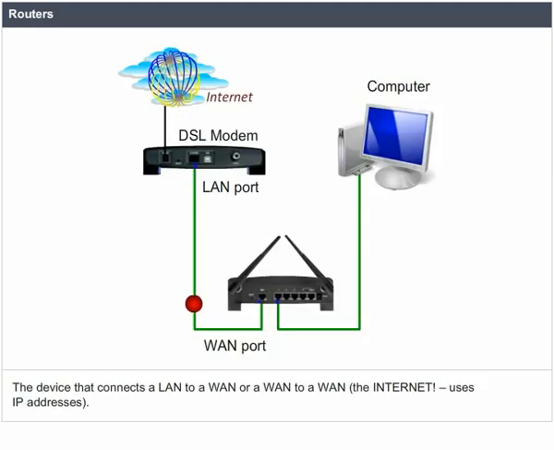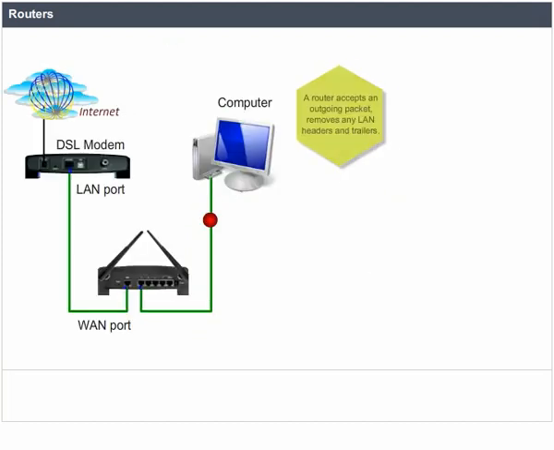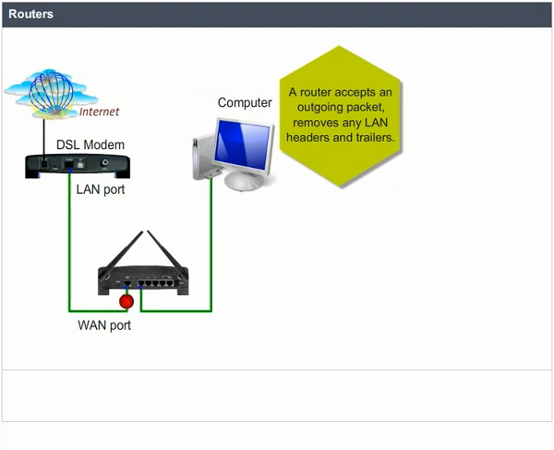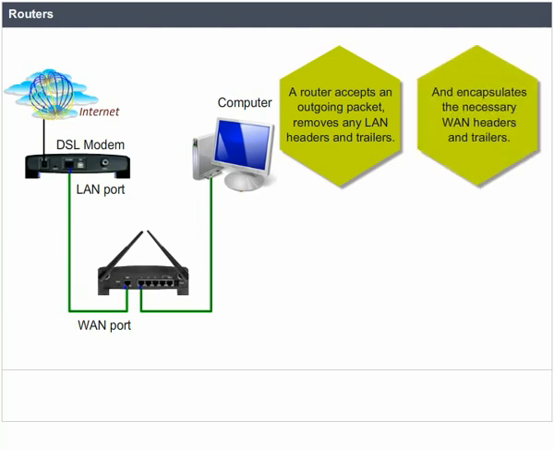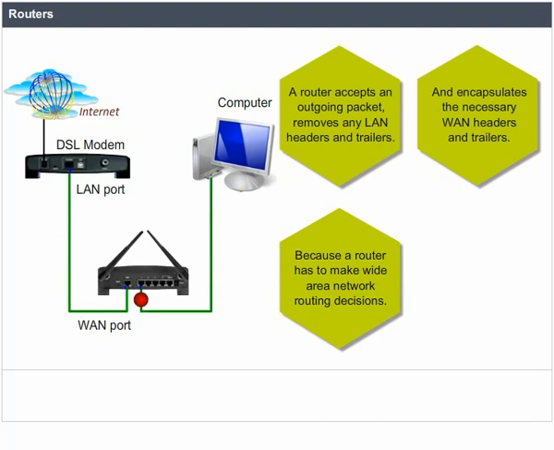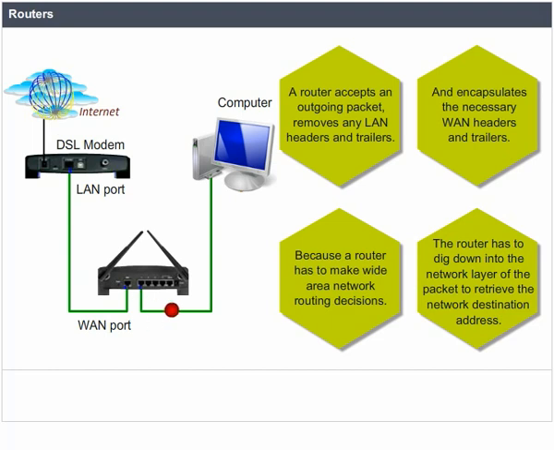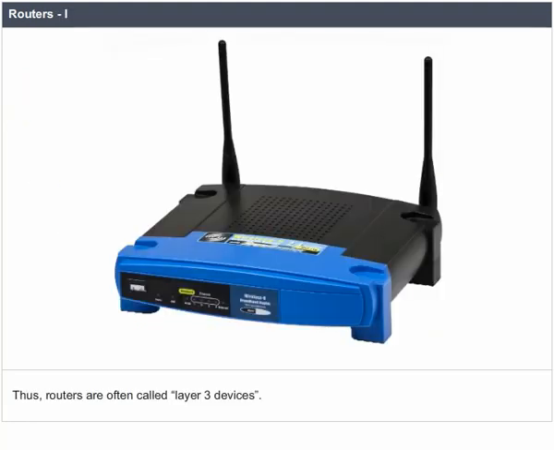Routers. A router is the device that connects a LAN to a WAN or a WAN to a WAN. The Internet uses IP addresses. A router accepts an outgoing packet, removes any LAN headers and trailers, and encapsulates the necessary WAN headers and trailers. Because a router has to make wide area network routing decisions, the router has to dig down into the network layer of the packet to retrieve the network destination address. Thus, routers are often called Layer 3 devices.